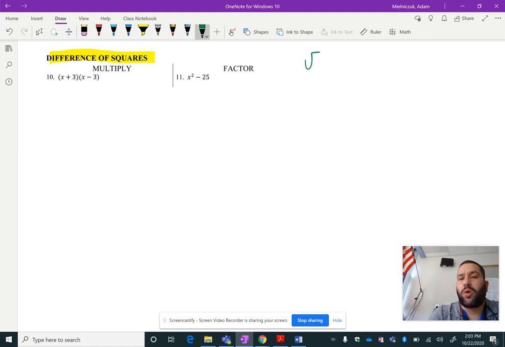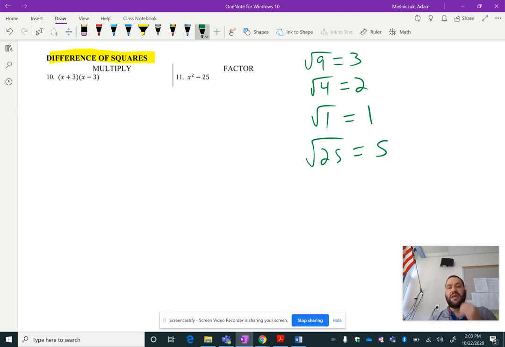Well, the square root of 9 equals 3. The square root of 4 equals 2. The square root of 1 equals 1. The square root of 25 equals 5. These are all perfect squares, okay? All of these numbers underneath the radical, you can take the square root of. So they're perfect squares. Again, the square root of 36 is 6.